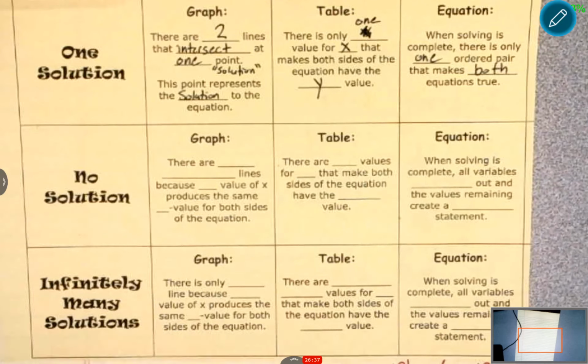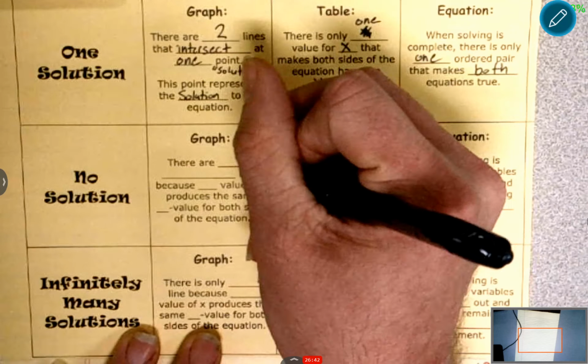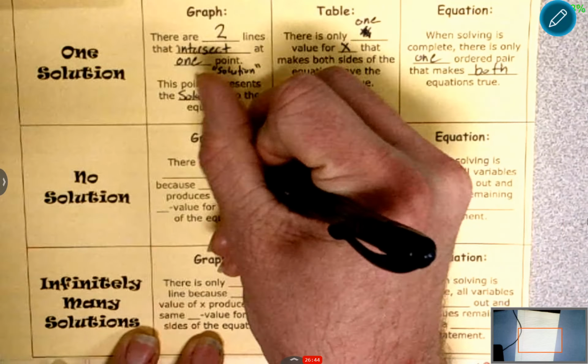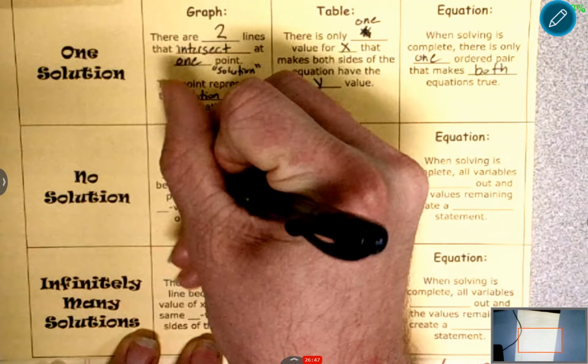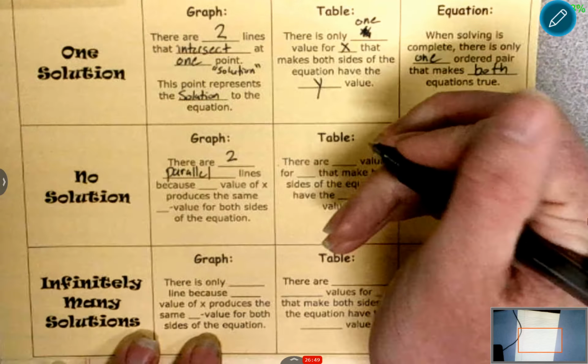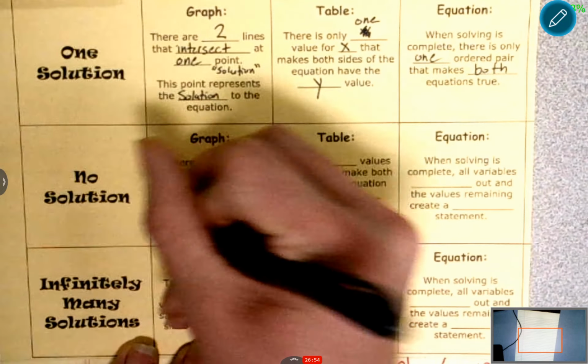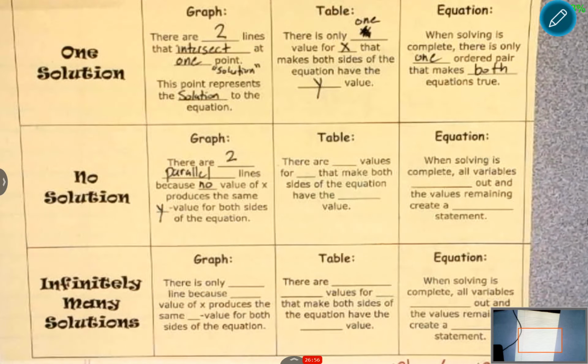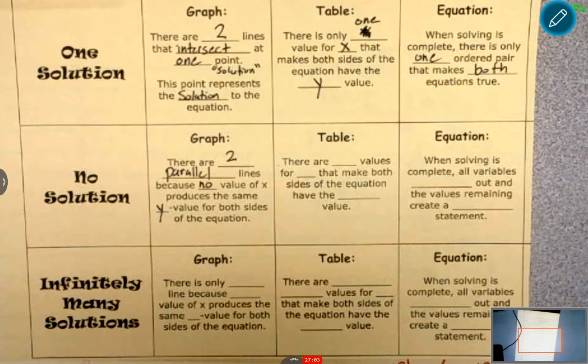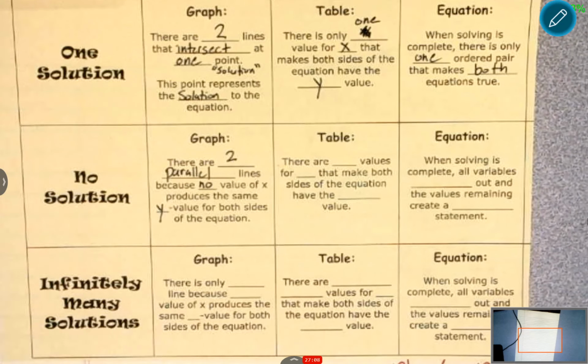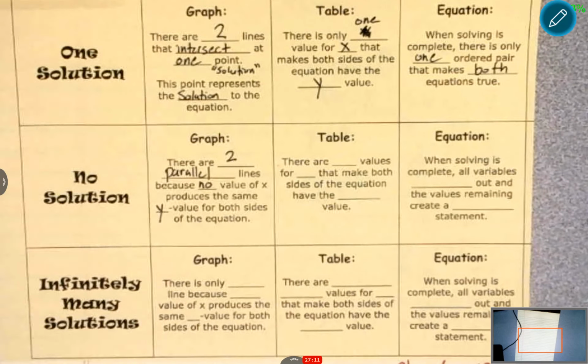The next one is no solution. So when you're graphing, there are two parallel lines because no value of x produces the same y value for both sides of the equation. So they never intersect, so they're parallel. You could say there are no intersecting lines. You could also describe it that way. However you want to fill in the blanks.